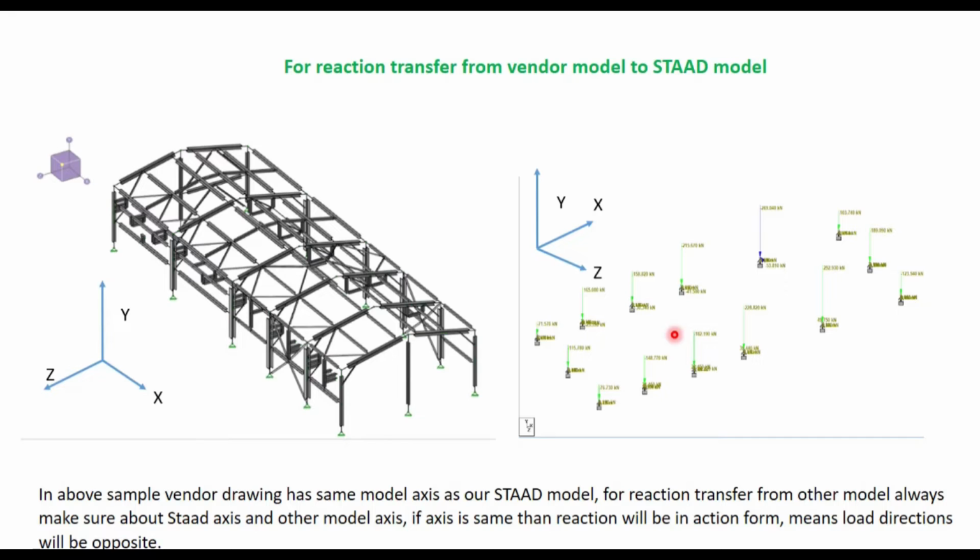That means in simple terms, the sign convention will be opposite. All right, that's the simple thing you need to take care of. So we will ultimately convert whatever support reactions we have into the form of action with the opposite sign convention, right? So the first thing you need to identify is the model axis and the load application, right? If it is the same, you don't need to worry, but if it is different, then you need to take care while converting your reactions into action form.